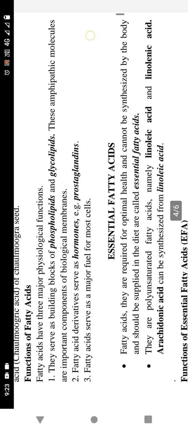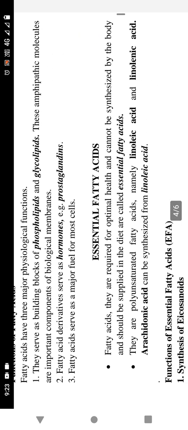Next, we see the functions of fatty acids. There are three physiological functions. First, they serve as the building block of phospholipids and other lipids. These amphipathic molecules are an important component of biological membranes. Next, derivatives serve as hormones. Example, prostaglandins, inflammation-creating substances. Next, fatty acids serve as a major fuel for most cells, so they give us energy, too much energy for us.